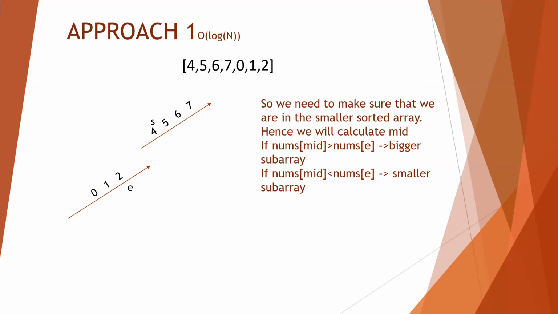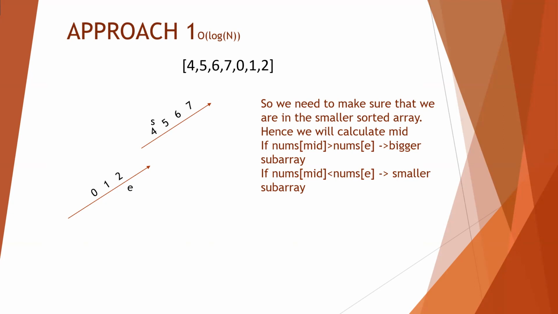So we will calculate mid. Depending upon whether we are in the bigger array or the smaller array, we will take the step. How will we know that? It's very simple. If nums of mid is greater than nums of end, that means we are in the bigger subarray, so we will increment the start. Or if nums of mid is less than nums of end, that is, the element at mid index is less than the element at end index, then we are definitely in the smaller subarray and we will decrement the end in order to get to the desired result.